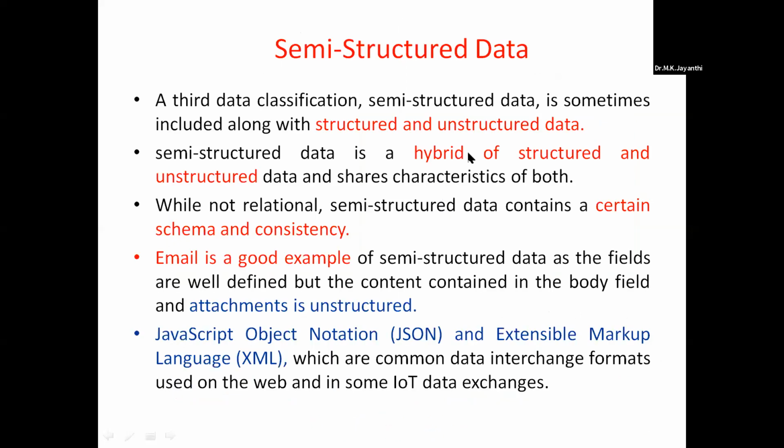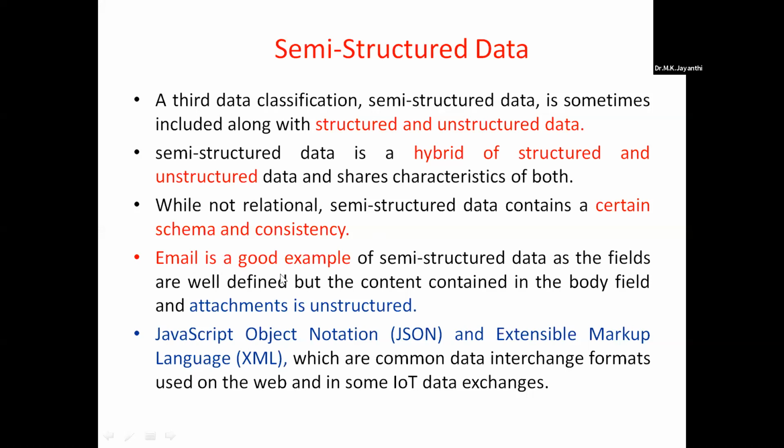And we have the third type called semi-structured data. It is a hybrid model, a combination of both structured and unstructured data. So it shares the characteristics of both. While not relational, semi-structured data contains a certain schema and consistency. So it will have a partial schema and it will be partially consistent with the database.